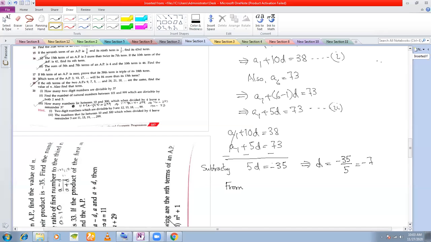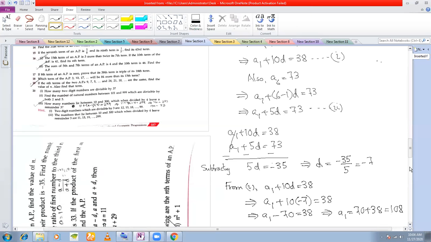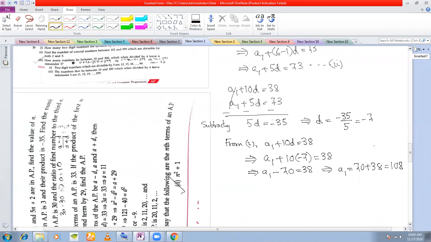From 1, A1 plus 10D is equal to 38. That means we have to find A1, and let's put the value of D. So that means A1 minus 70 is equal to 38. That means A1 is 70 plus 38, which is 108. You've got the first term as 108, common difference as minus 7.